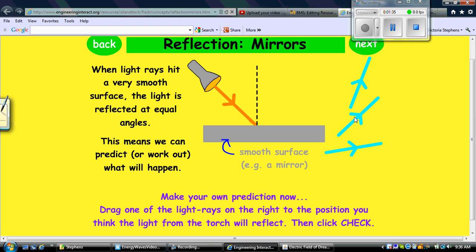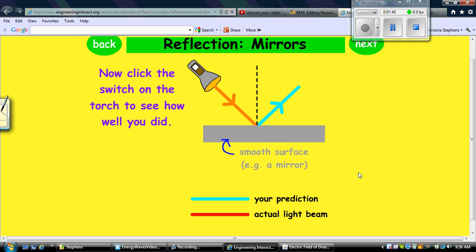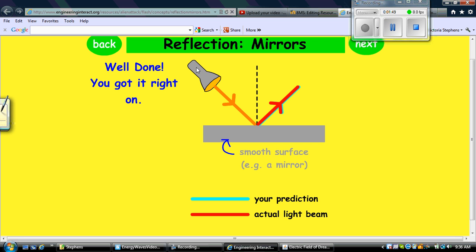So if we think it's going to come back at the same angle, why can't I move that? There we go. I'm going to try this one. Yay! We're going to check it. See how good Miss Stevens is at this? Now click the switch, so we're going to do the switch. Aha! I've got it right.